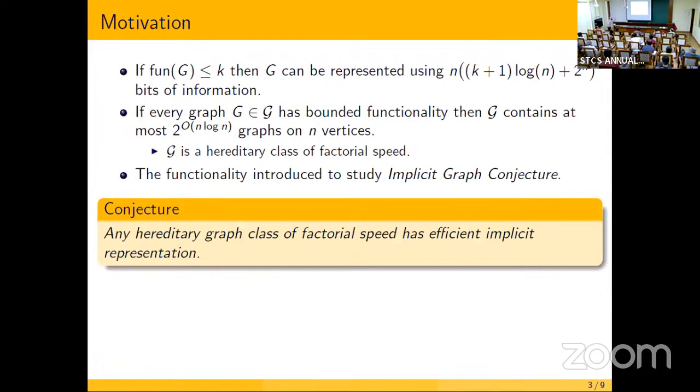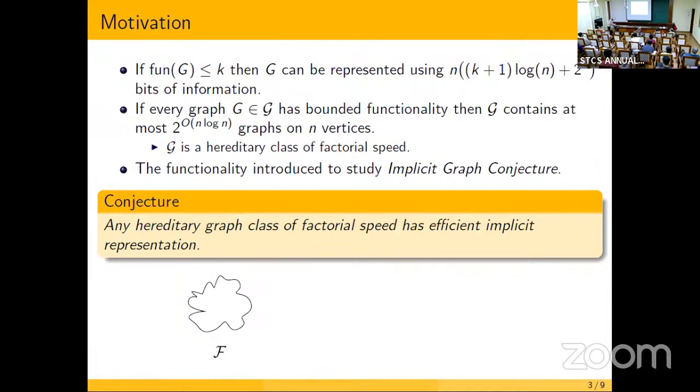The functionality was introduced to study the so-called implicit graph conjecture, which says that any hereditary class of factorial speed has an efficient implicit representation. Hereditary means closed under induced subgraphs. And what's an efficient implicit representation? It's not important for this talk, but so that you have an idea how this notion was introduced.